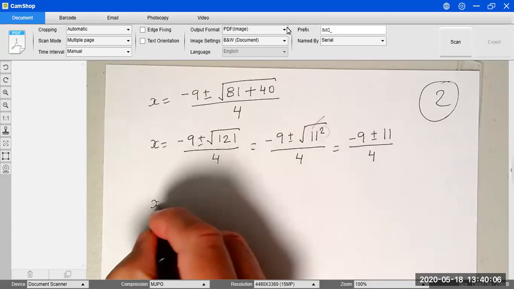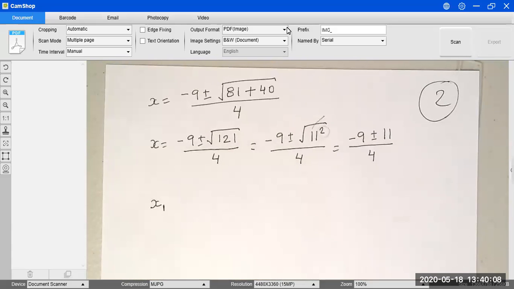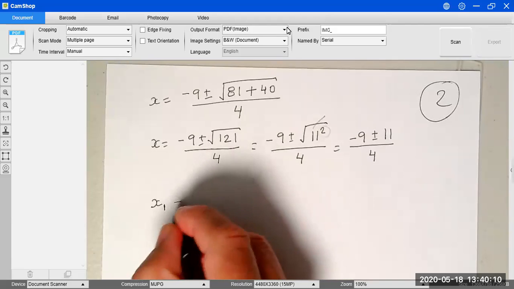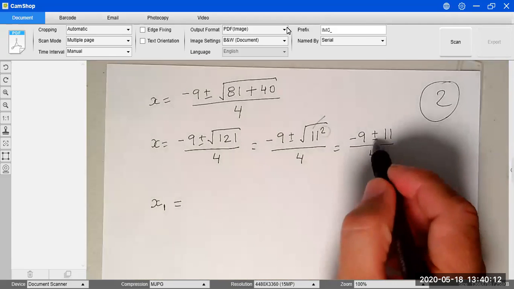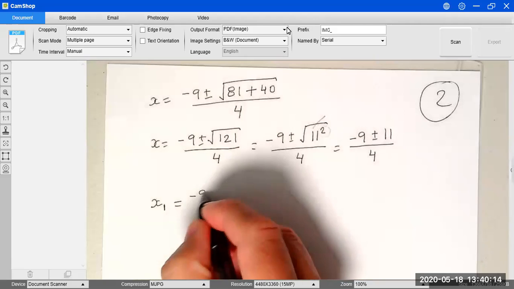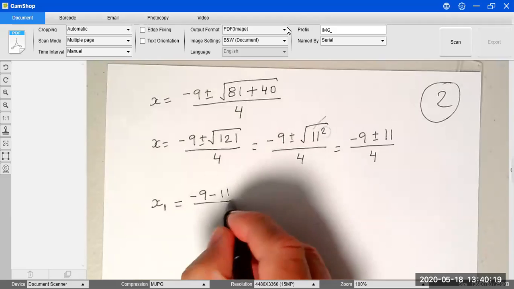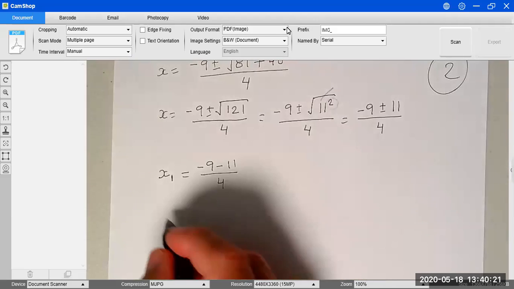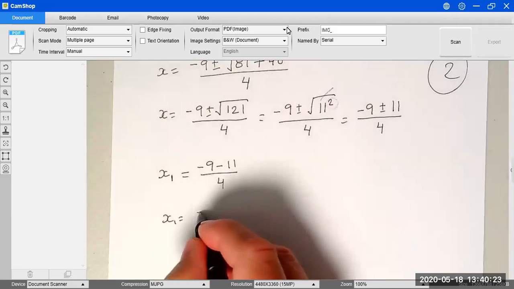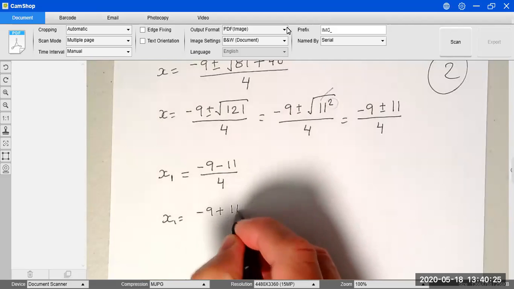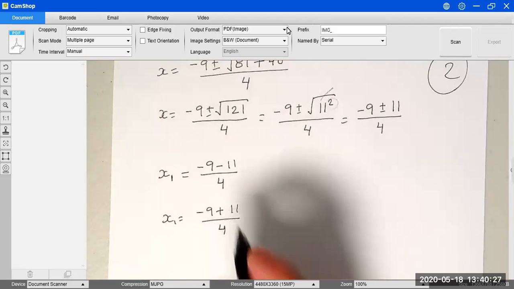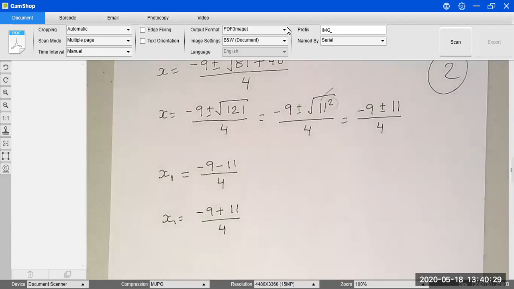So the first one, I'm going to use the subscript 1 for the first one, and I'm going to use one of these signs only. So it's going to be negative 9 minus 11 over 4. The other one is going to be negative 9 plus 11 over 4, and then you just finish this computation.